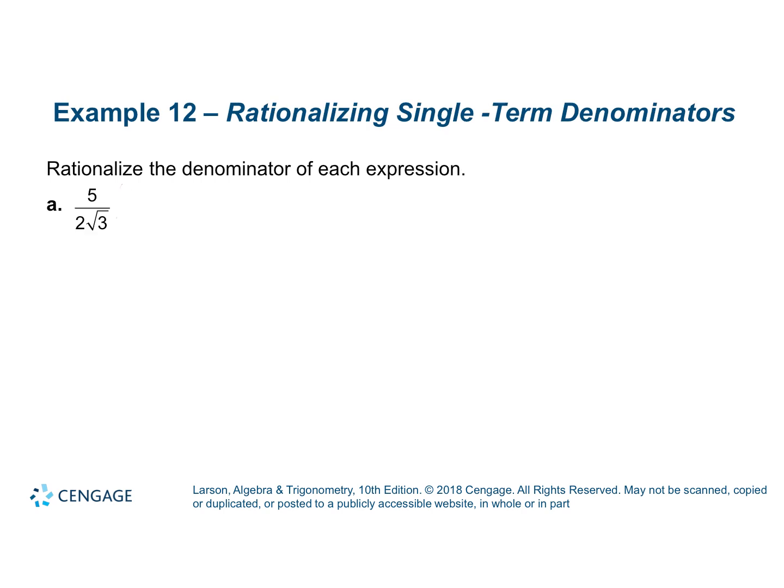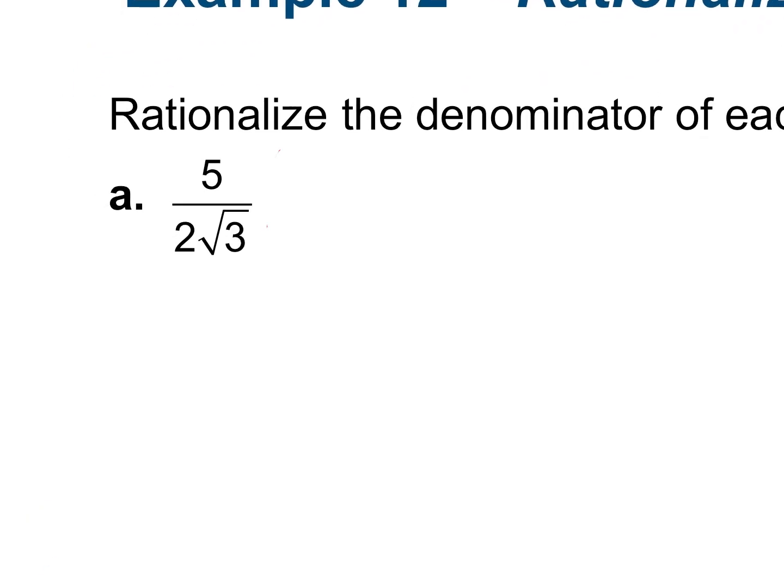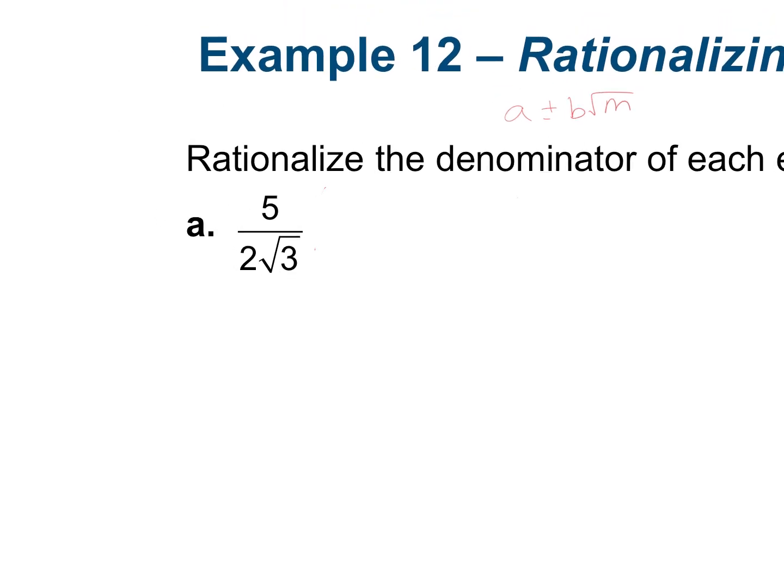So, for example 12, rationalizing single term denominators. Rationalize the denominator of each expression. In this case, we'll work this one together. The term that we had before was either a plus or minus b root m, if I'm not mistaken. It's going to be plus or minus because it is either one or the other. In this case, we have no a because we have nothing in front of that root. So because we have nothing in front of that root, I'm just going to multiply the numerator and the denominator by the whole root.